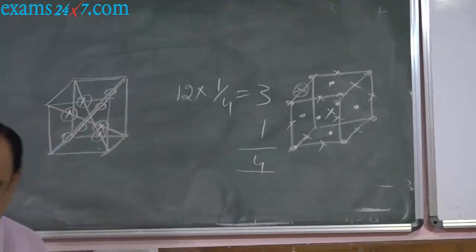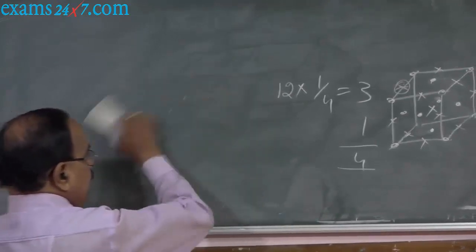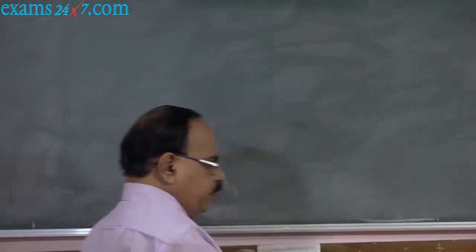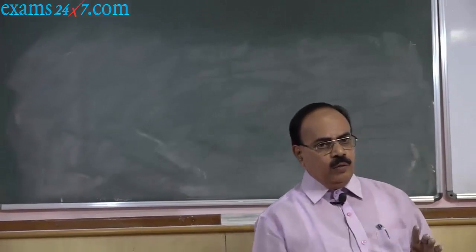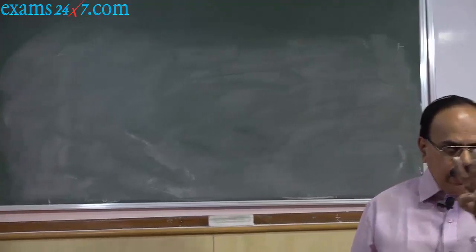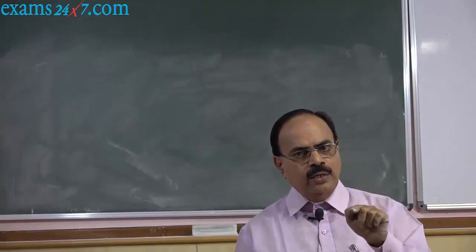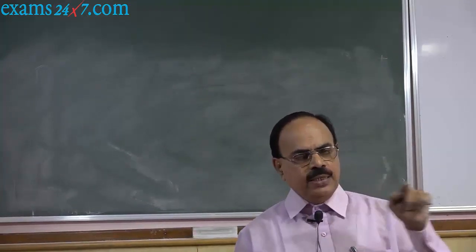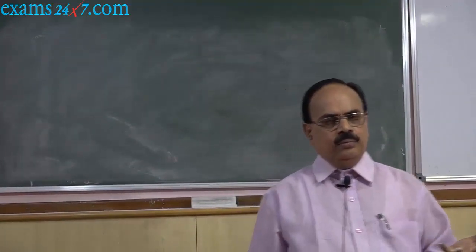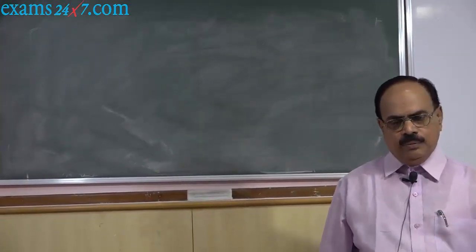Whenever it is an FCC, there are 8 tetrahedron voids inside the unit cell, and any particle that is present in the tetrahedron void is not shared by other unit cells. Whereas octahedron voids, there are 4. Of the 4 octahedron voids, one octahedron void which is at the body center is not shared. Whereas 3 effective octahedron voids come from the octahedron voids present at the edge centers. Therefore, these 3 octahedron voids are shared. If particles are present in these 3, they are shared.